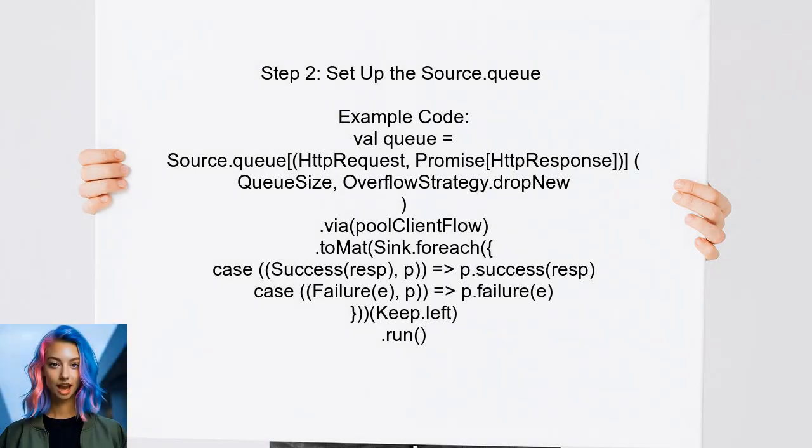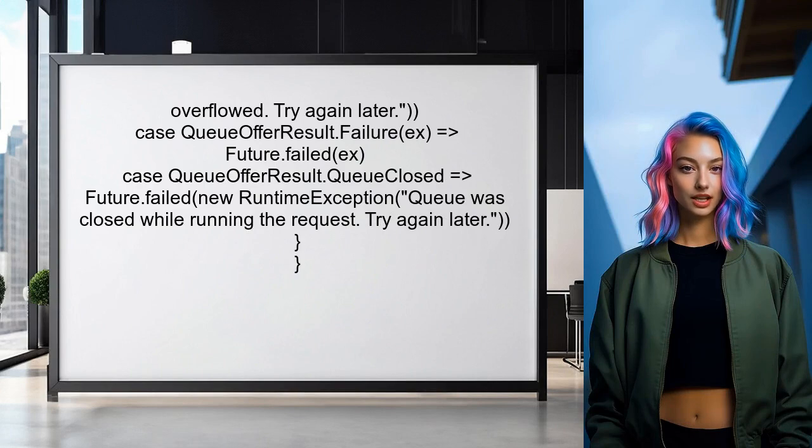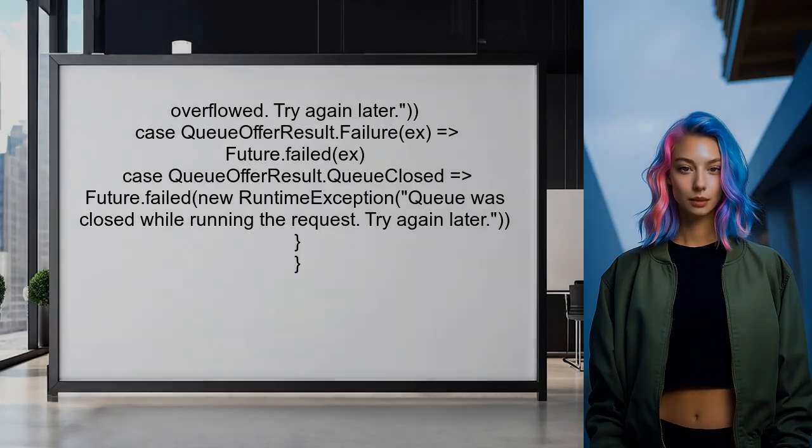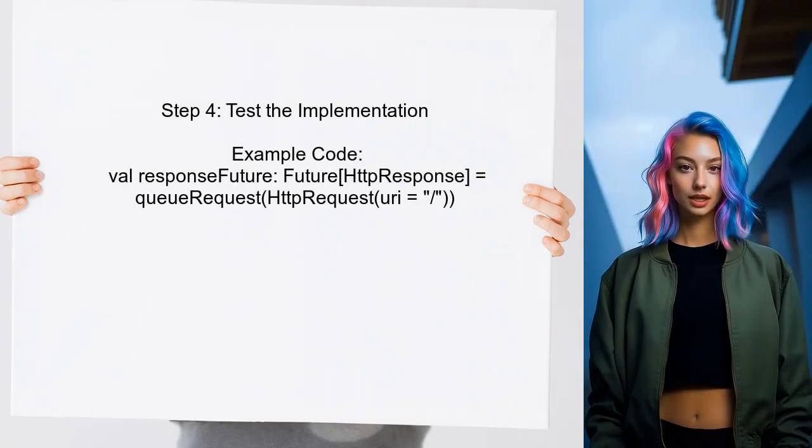Next, the user needs to set up the source.queue. This queue will handle the HTTP request and promise pairs, allowing for backpressure management. Now, the user should implement the queue request function. This function will offer requests to the queue and handle the different outcomes. Finally, the user can test the implementation by calling the queue request function with a sample HTTP request. This will demonstrate how the queue processes requests.